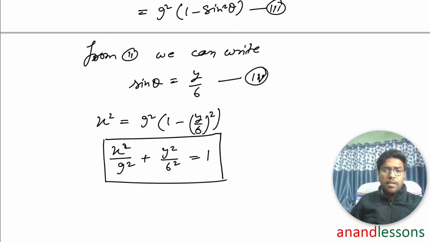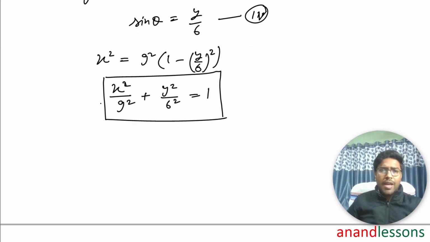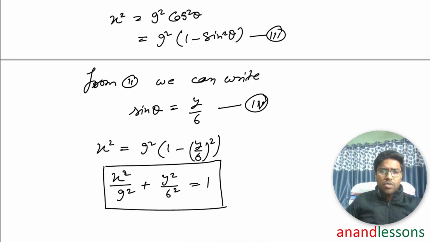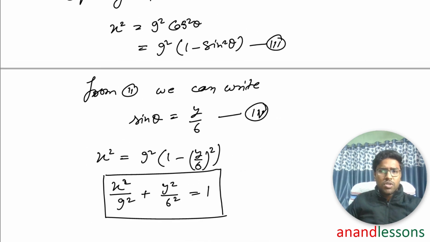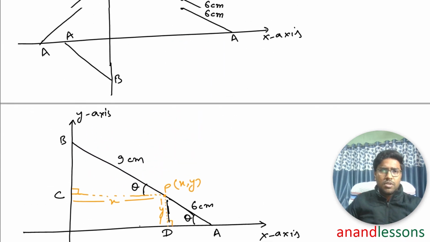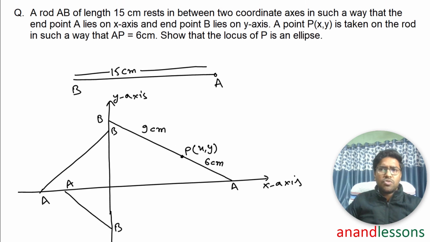Okay, this is the equation we are getting finally. And now look at it. What does this equation mean? If you recall, this is an equation for an ellipse. This is the standard equation for an ellipse where the x intercept is 9 and the y intercept is 6. So the locus of P can be expressed as x square by 9 square plus y square by 6 square is equal to 1. So the locus of P is an ellipse. It must be an ellipse, otherwise the equation would be something different.